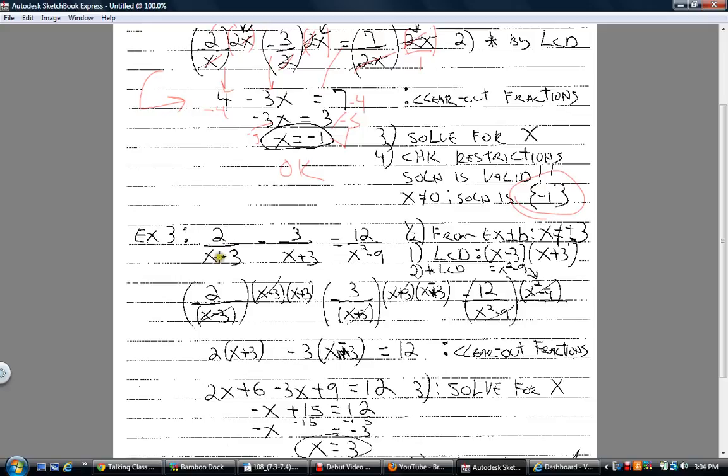We've already determined the restrictions. We took each of these factors, x minus 3, and determined what x cannot equal. Bottom line, x cannot equal positive or negative 3. You've got to remember that, positive or negative 3.